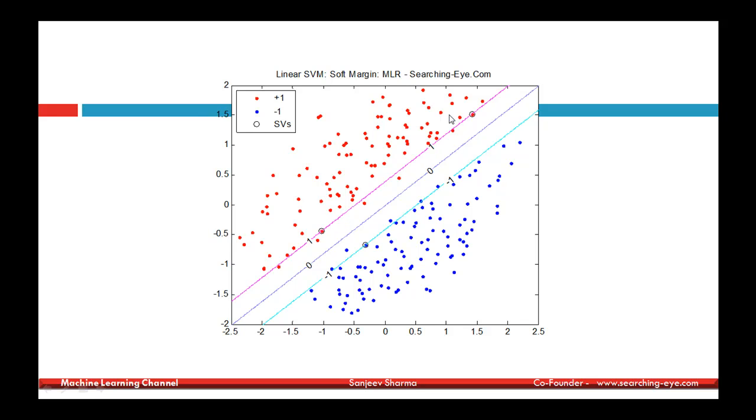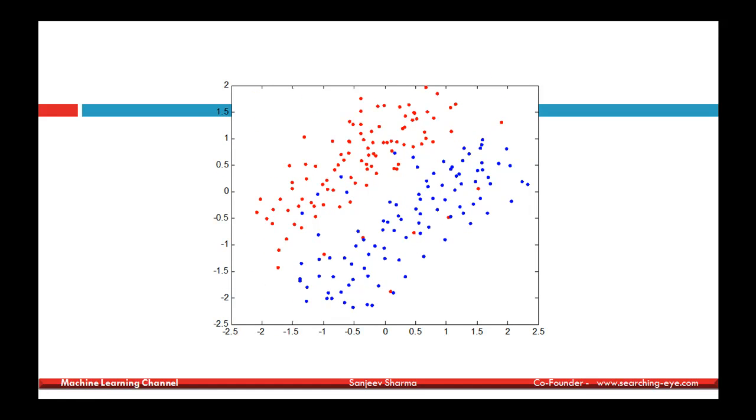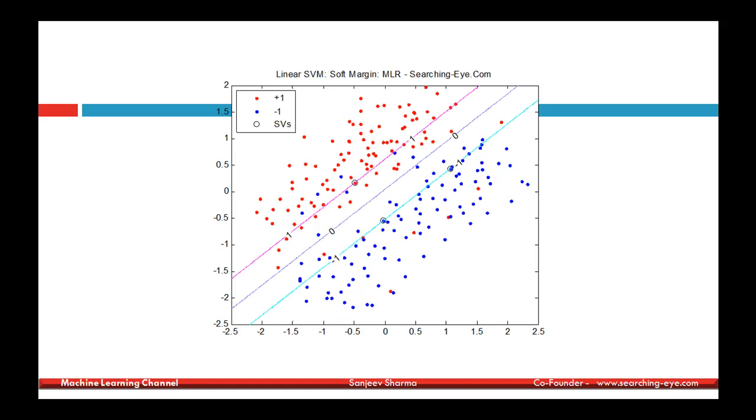So here is a non-separable dataset. All the points on the margin, all the points inside the margin, and all the points that are wrongly classified define the support vectors. These are the only points that play a role in the decision making, and we'll see that later when we analyze the kernel form or the dual form of the SVM.